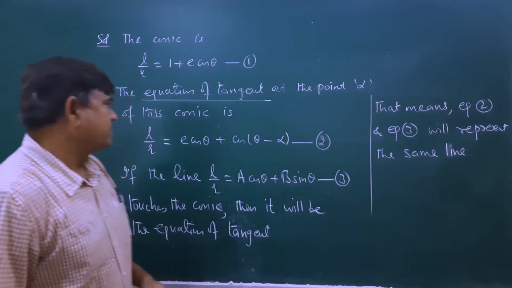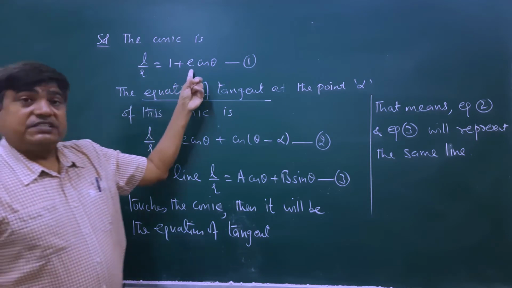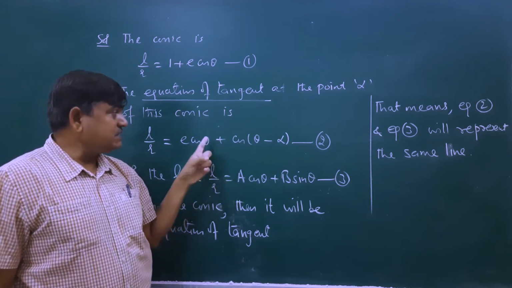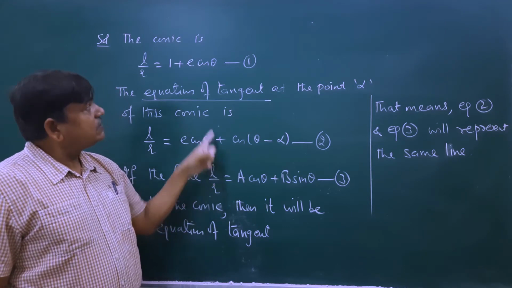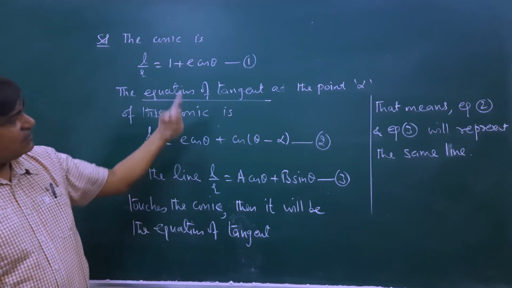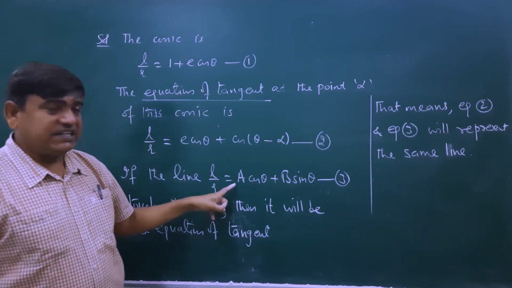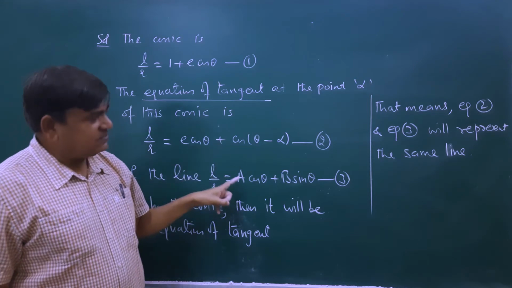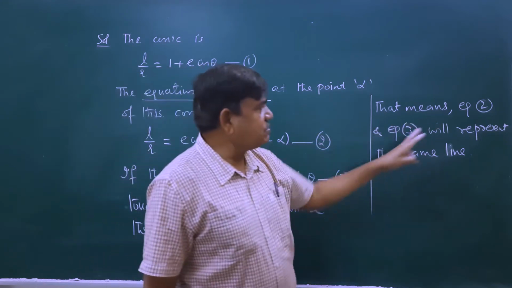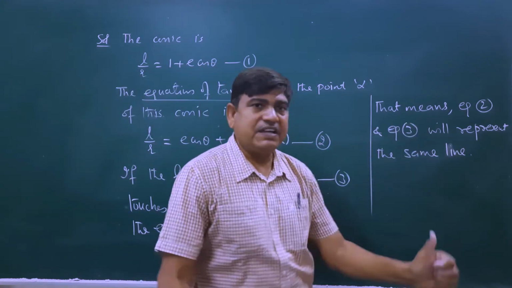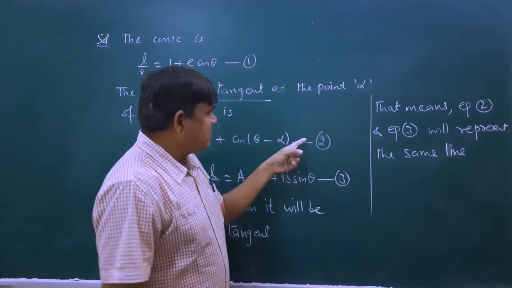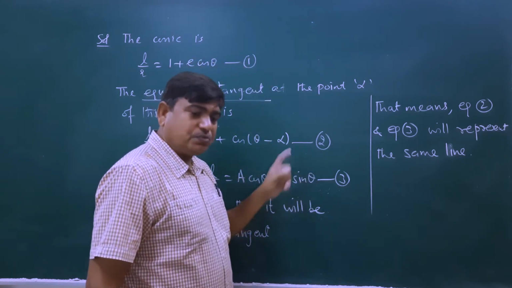This is the equation of the conic. This is the tangent. If this is a tangent, that means this is a line which touches this one. But according to the question, this line touches the conic. That means this is also the tangent at the same point. That means both are the same, so equation 2 and equation 3 will represent the same line. So what will happen? We will compare the like terms of these two equations.